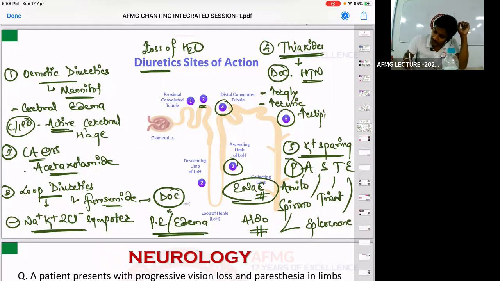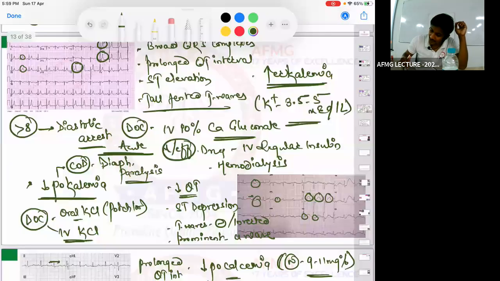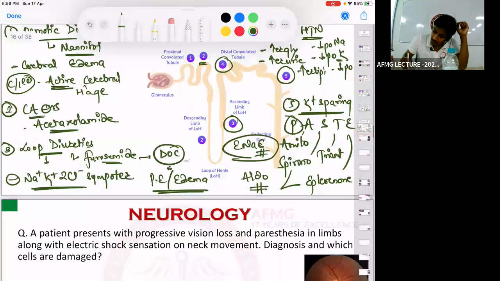Apart from that, they can also cause electrolyte disturbances. The electrolyte disturbances seen are hyponatremia, hypokalemia, and hypomagnesemia. Important. These are common to both thiazides as well as loop diuretics.